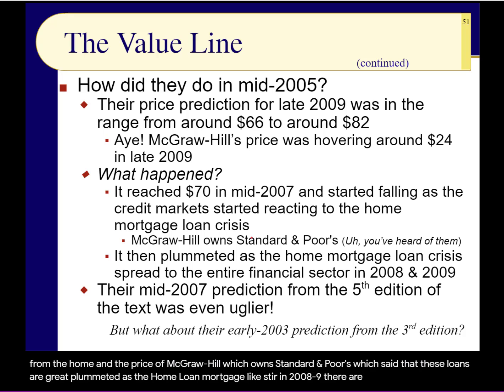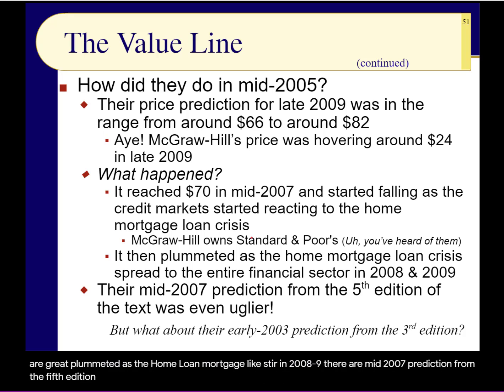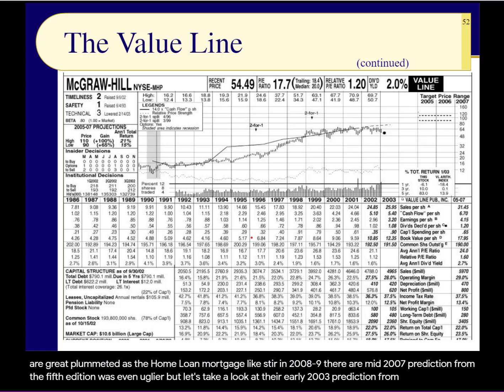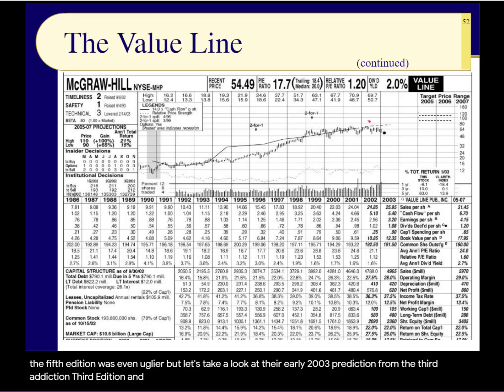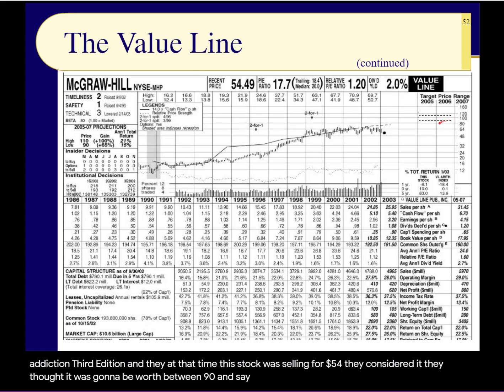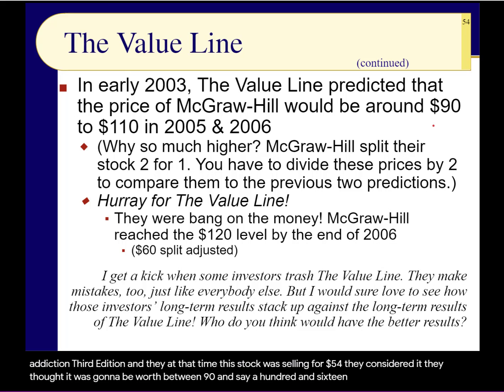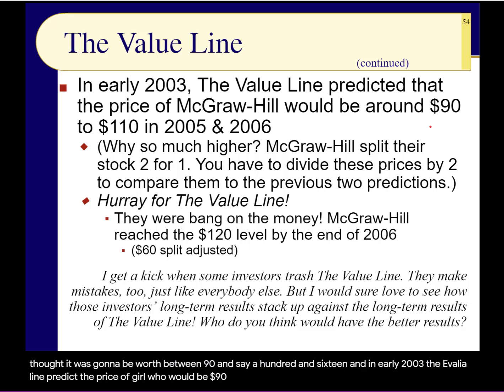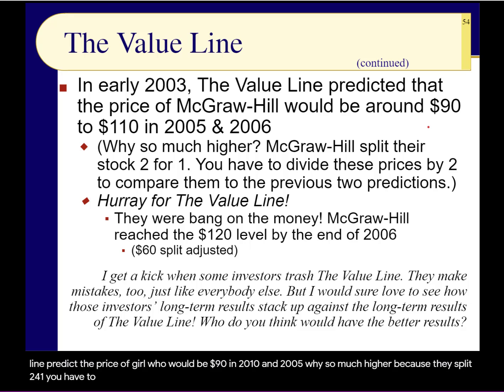Their mid-2007 prediction from the 5th edition was even uglier. But let's take a look at their early 2003 prediction from the 3rd edition. At that time, the stock was selling for $54. They thought it was going to be worth between 90 and say 116. And in early 2003, the Value Line predicted the price of McGraw-Hill would be $90 in 2010 and 2005. Why so much higher? Because they split 2 for 1. You have to divide these prices by 2 to compare them to the previous 2 predictions. Hooray for the Value Line! They were bang on the money.